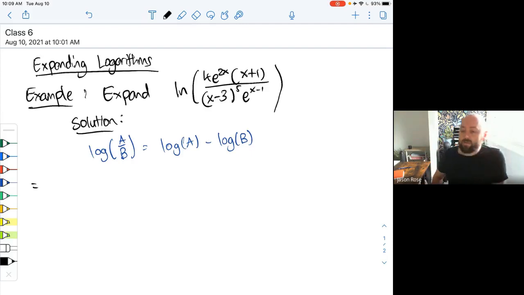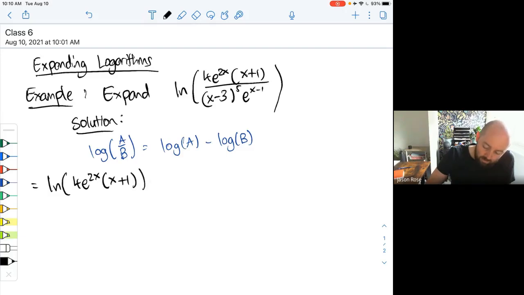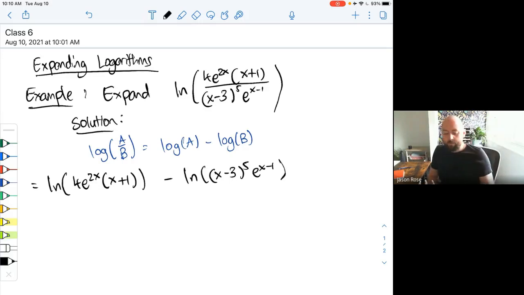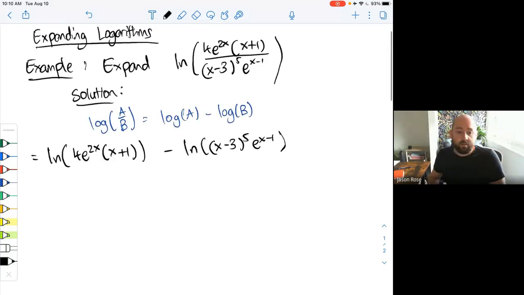But applying that rule to this situation, what I'm seeing now is the natural log of 4 e to the 2x times x plus 1, minus the natural log of x minus 3 to the power of 5 times e to the x minus 1. That's the first step that I'm seeing here.